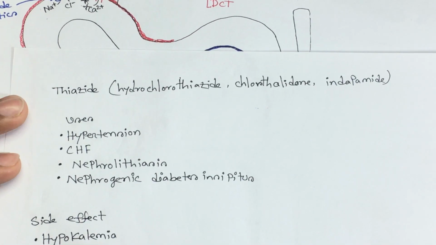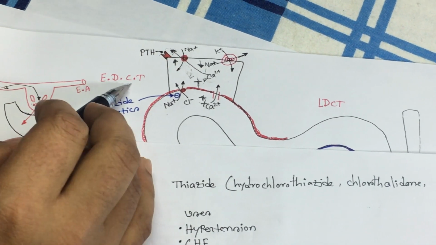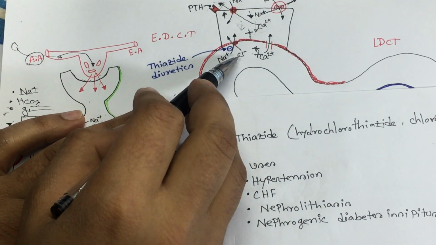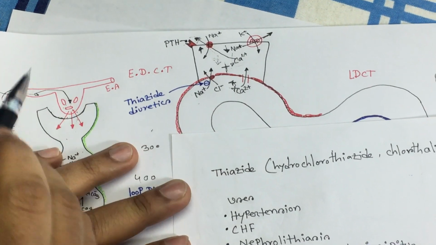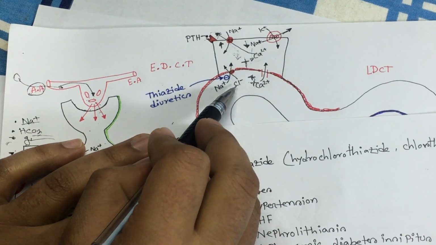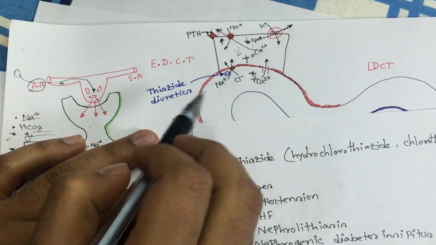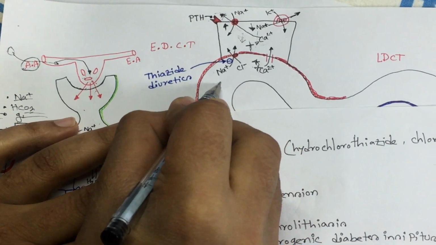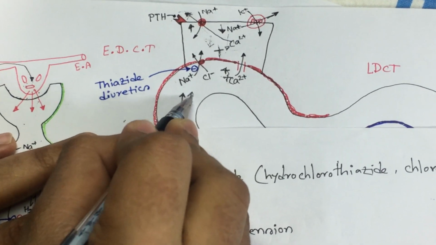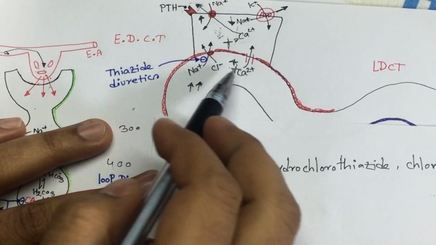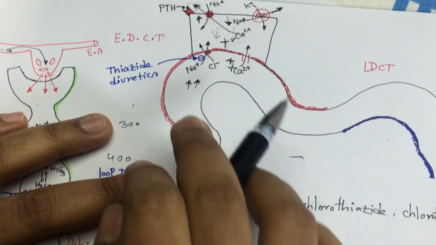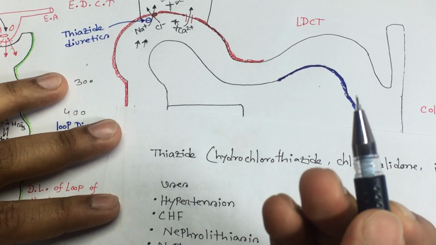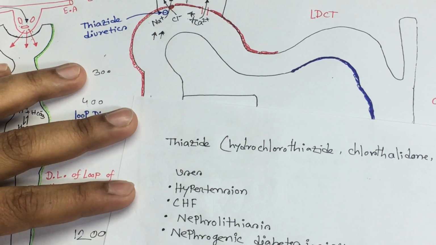Thiazides mainly work in the early distal convoluted tubule. They inhibit the sodium chloride cotransporter, so sodium and chloride will not be reabsorbed from the luminal area. Luminal sodium and chloride will increase, which increases the luminal fluid, and that will eventually increase your urine volume.